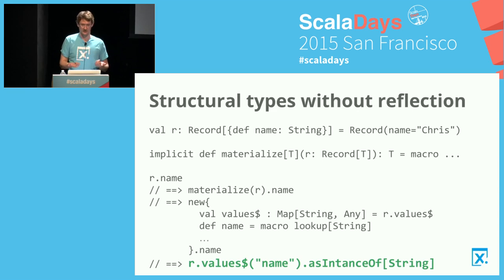And lookup is another macro, which will basically look, hey, what was the name of what I'm called? And then just does a reference into the map of the record. And in the end, you only have maps. The only thing that remains at runtime are maps. You basically pass maps around, but you have the whole type-safe checking on top of that.